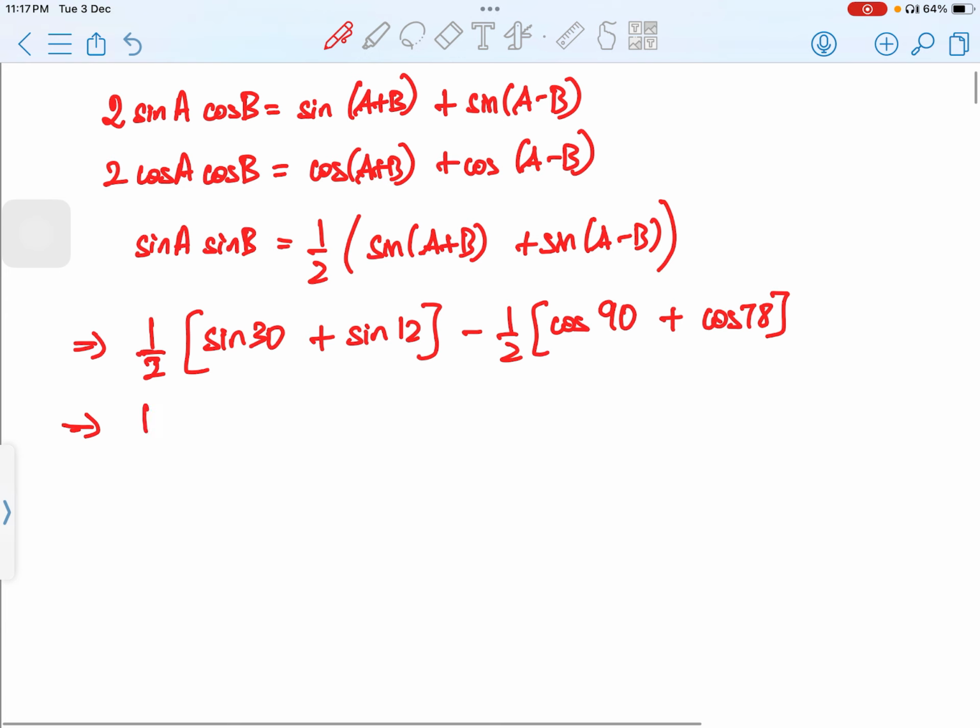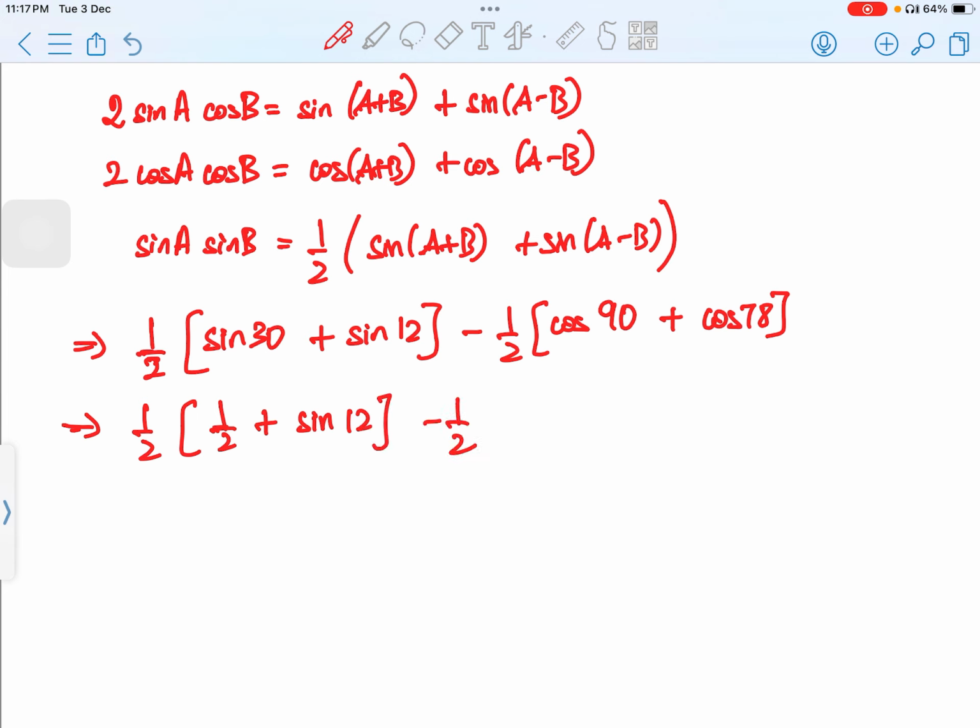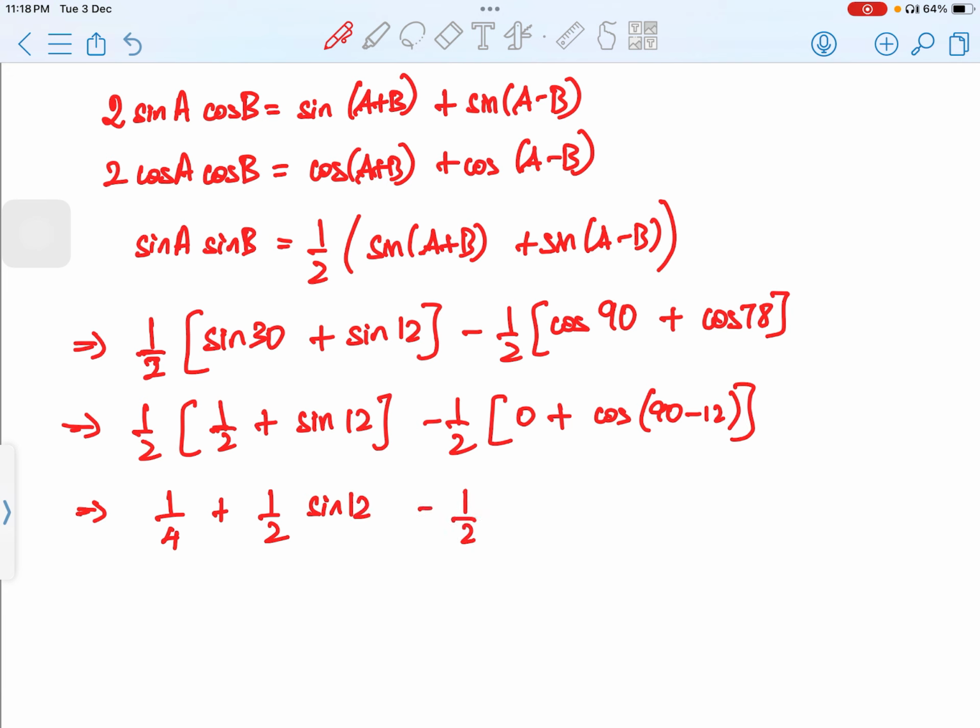So now we'll give those values inside. Okay, first, 1 by 2 times sin 30 means 1 by 2, plus sin 12 minus 1 by 2 times cos 90. Cos 90 is 0, plus this cos 78. Let me rewrite it as cos of 90 minus 12. So when you give that 1 by 2 inside, it will become 1 by 4 plus 1 by 2 times sin 12, minus cos of 90 minus 12.